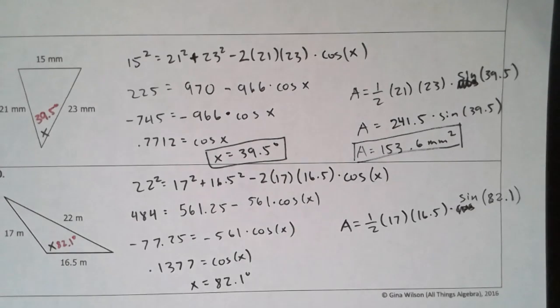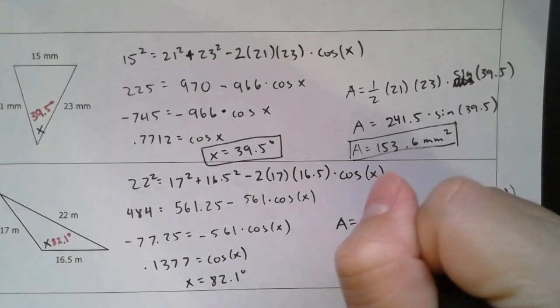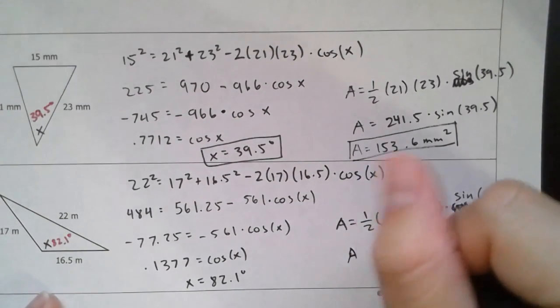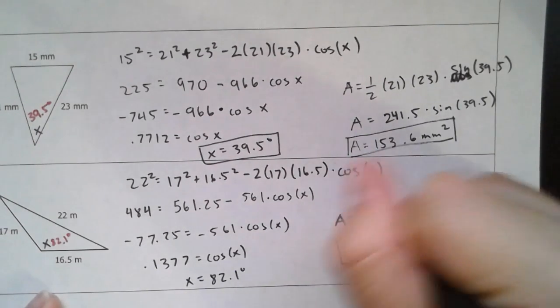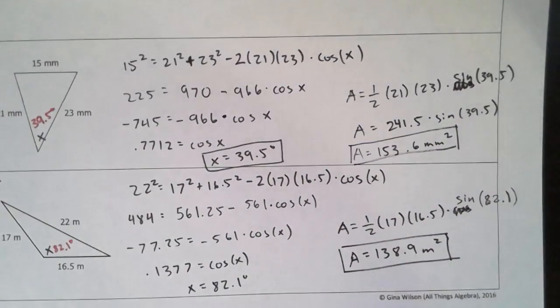Yeah, so then put this in your calculator. I'm just going to go ahead and write it all in this time just to save time. You do 1/2 times 17 times 16.5 times sine of 82.1. You're going to get that the area is equal to 138.9 meters squared. And that's it. That's the long concept finished.